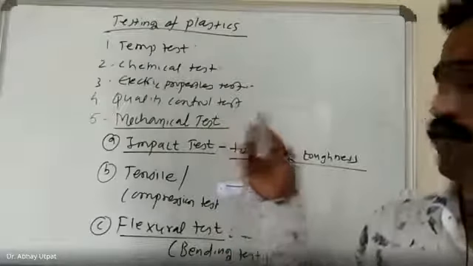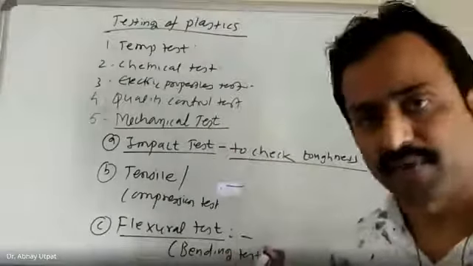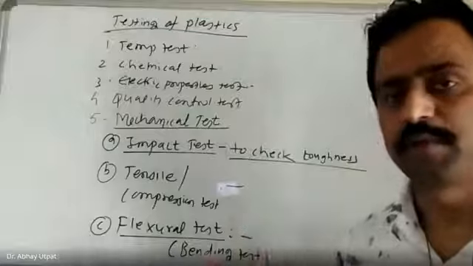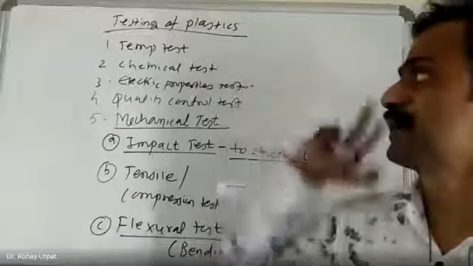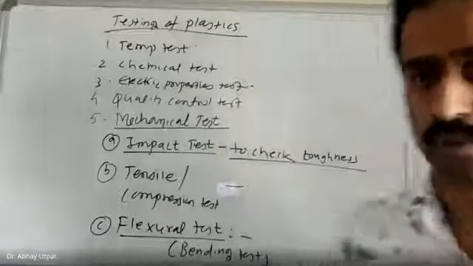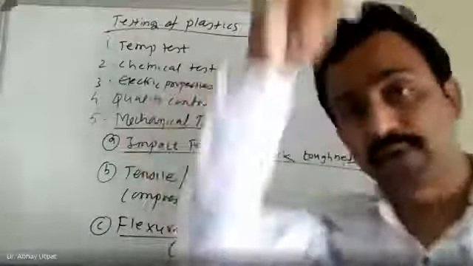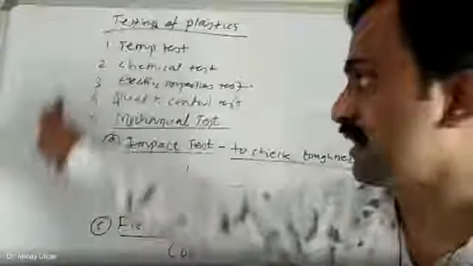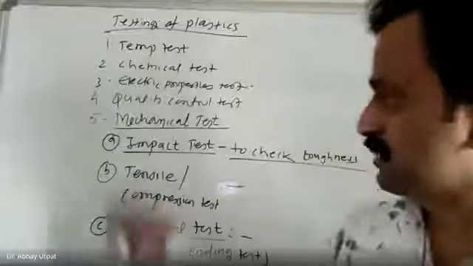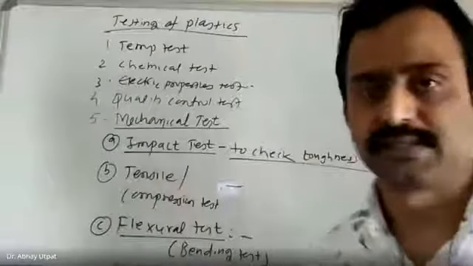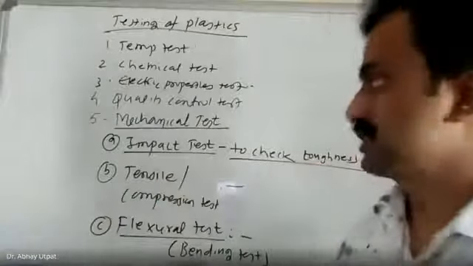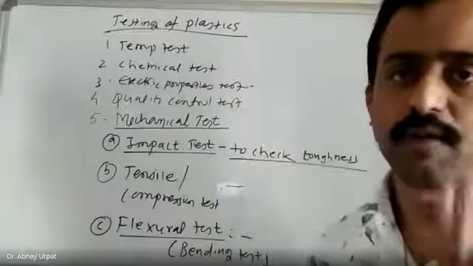If the exam is offline, a short note may be asked: explain the different tests available for plastic, for 4 marks. You have to write in general what the different tests available for plastic are and explain them in 3-4 lines. Okay, this is all about testing of plastic.